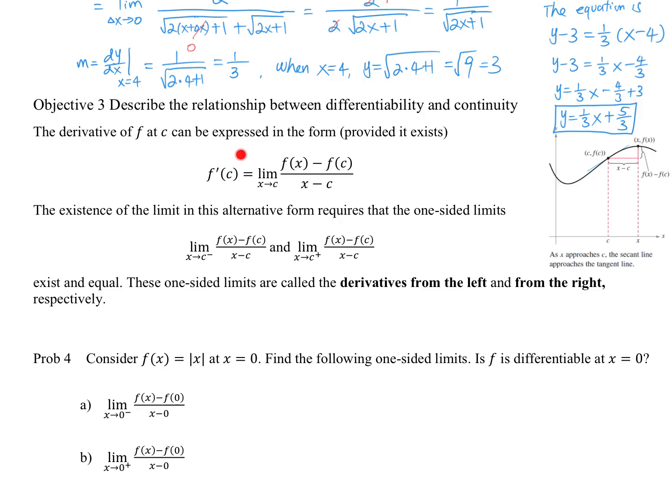The existence of the limits in this alternative form requires that the one-sided limits, the left-sided limits and the right-sided limits, exist and are equal. These one-sided limits are called the derivatives from the left and from the right. This is the derivative from the left. This is the derivative from the right.